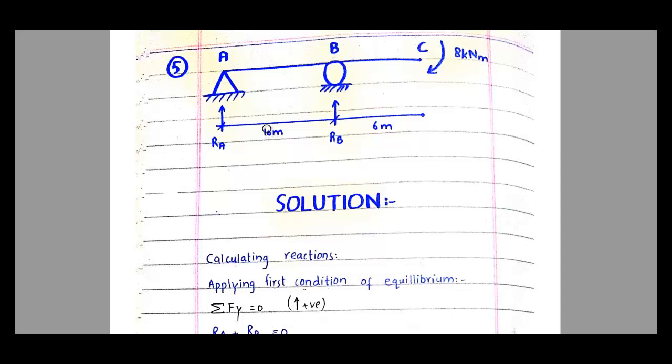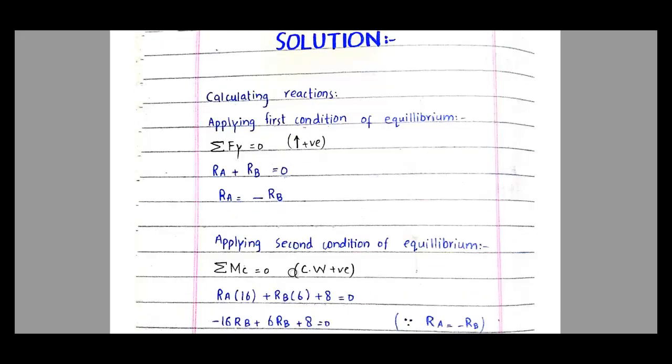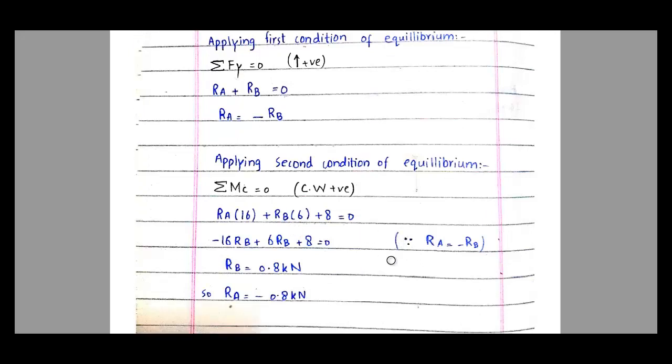Here the reactions have been assumed to be RA and RB, and both have been assumed in the upward direction. When we apply the conditions of equilibrium, we get RA equal to minus RB. And then by applying the sum of moments about point C, we get RB equal to 0.8 and RA equal to minus 0.8 kilonewton. So both the reactions are equal in magnitude and opposite in direction.